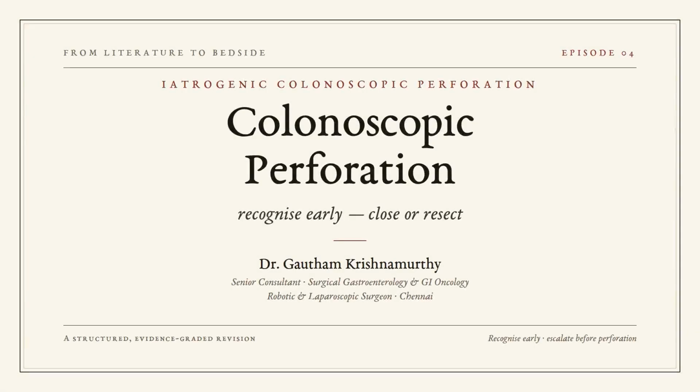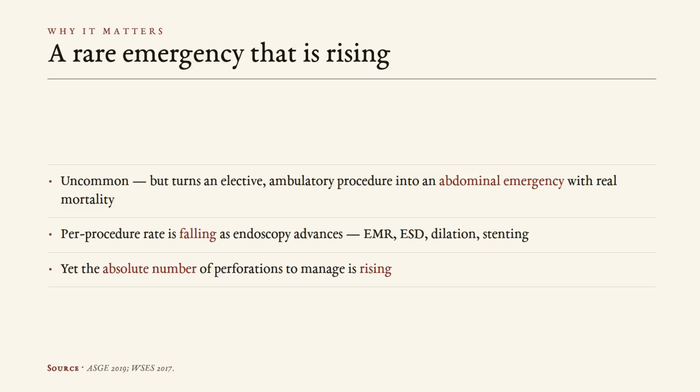In this episode, we take on the most feared mechanical complication of colonoscopy, iatrogenic colonic perforation, with particular attention to the perforation that occurs in a tumor, in diverticular disease, and in inflammatory bowel disease. Perforation is uncommon, but it turns an elective ambulatory procedure into an abdominal emergency, and it carries real mortality. As screening volumes grow and therapeutic endoscopy becomes more ambitious, large mucosal resection, submucosal dissection, stricture dilation, stenting, the per procedure rate is falling, yet the absolute number of perforations we are asked to manage is rising.